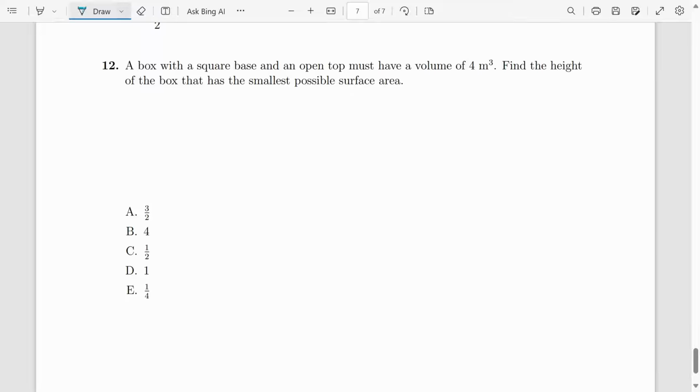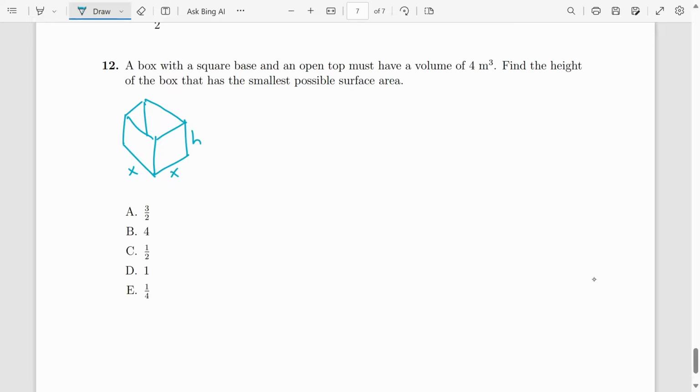Okay, let's draw this out. So we have a box with a square base and an open top. Let's make it a little bigger, like that. It has a square base, which means both of these are the same length, and an open top, and we've also got a height of the box. Cool. So we need to find the height of the box that has the smallest possible surface area. I don't think we need to find what the surface area is, but we need to find the height of the box that makes the surface area what it needs to be in order to be minimized.